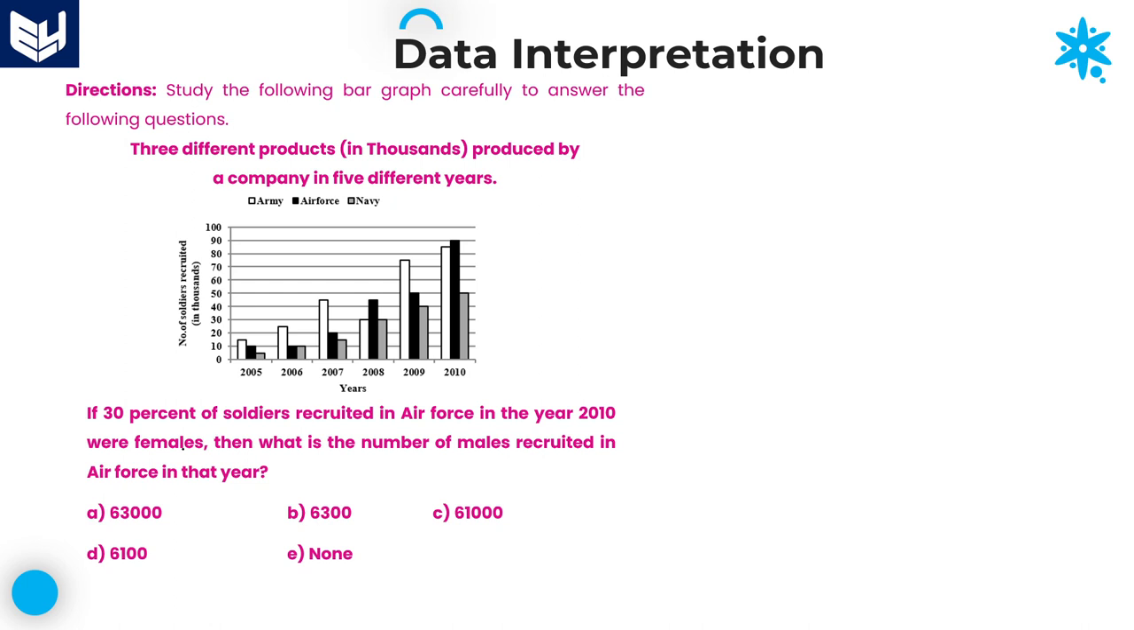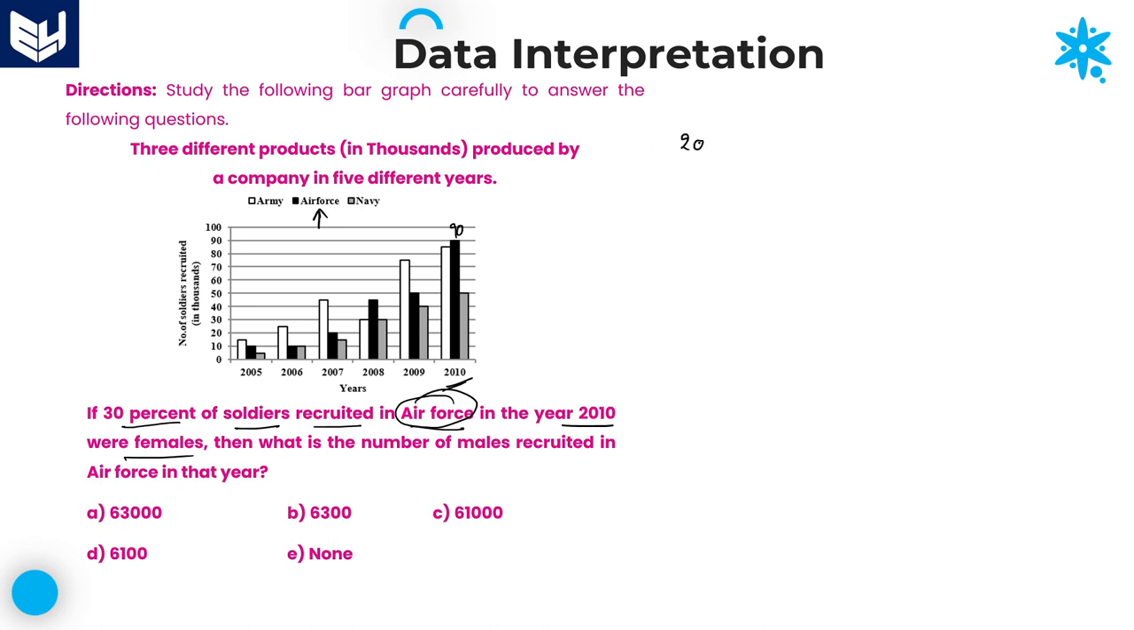Let us look at the third question. If 30% of soldiers recruited in Air Force in the year 2010 were females. Here we are talking about the year 2010, and that too about which force? Air Force. Air Force is the middle value. The middle value here is exactly 90, right?